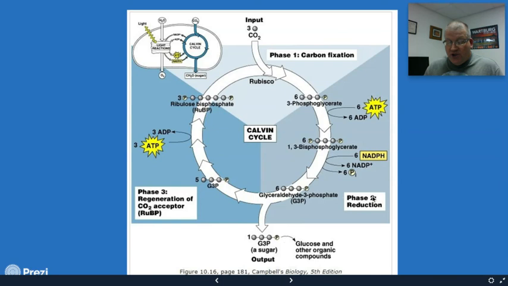Okay, after the reduction phase, we are going to go through regeneration of RuBP so that we can grab more carbon dioxide out of the atmosphere. This is the Calvin cycle.